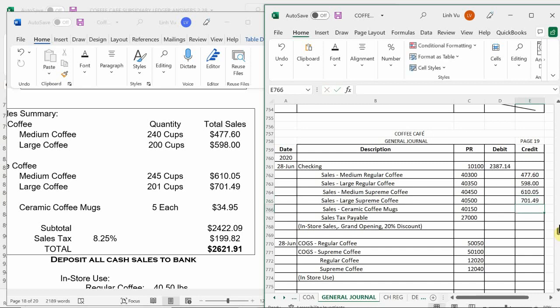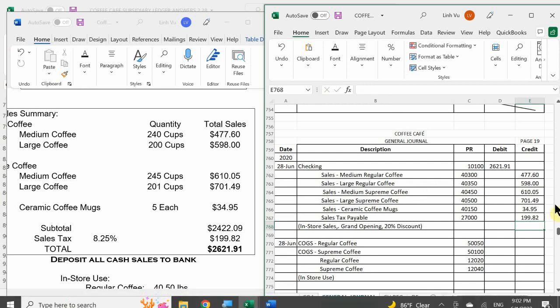$701.49. We also sold 5 ceramic coffee mugs for $34.95, and we collected tax of a total of $199.82, giving me a grand total of $2621.91. Good. So that matches my scenario. It matches my journal, which I tested with the accounting equation. I tested the debits and credits here to make sure that there are no typos.